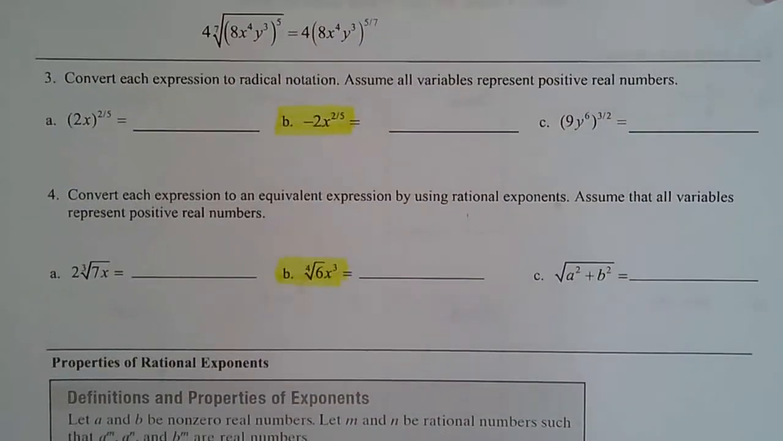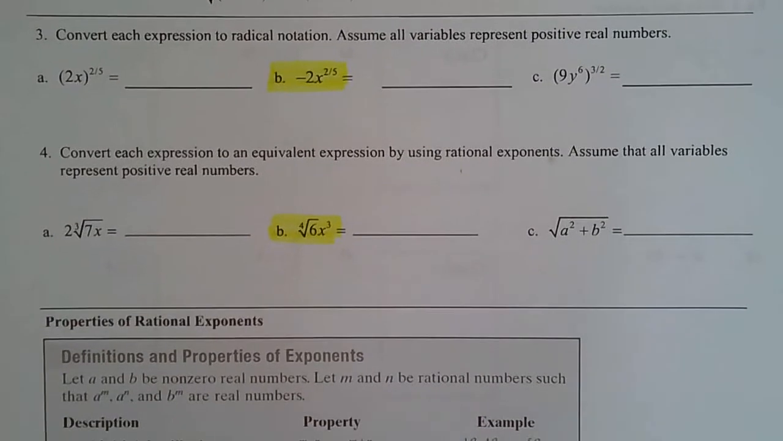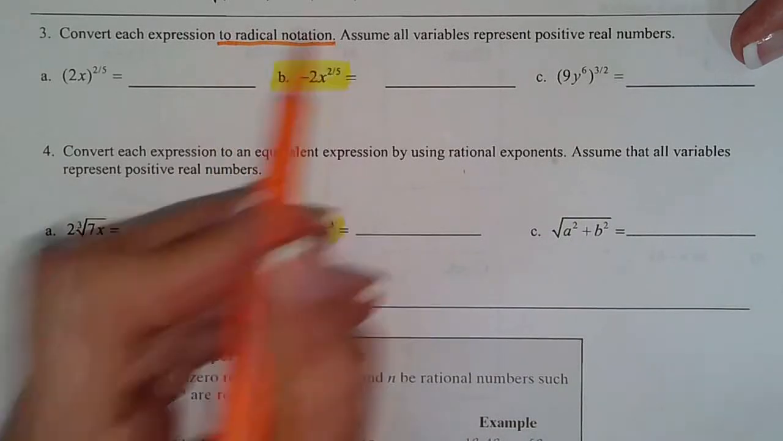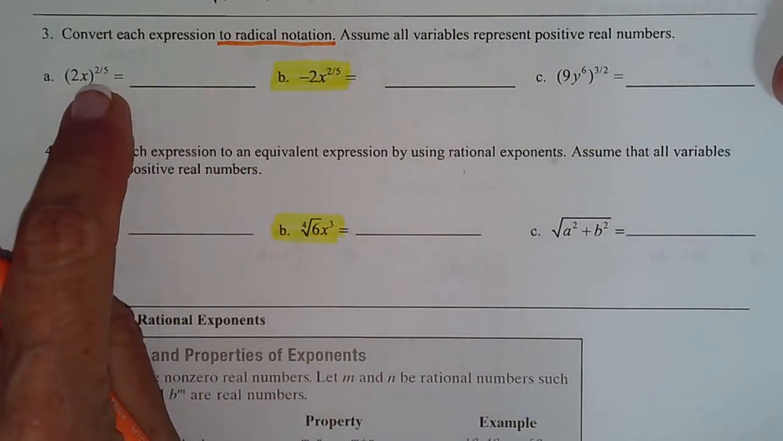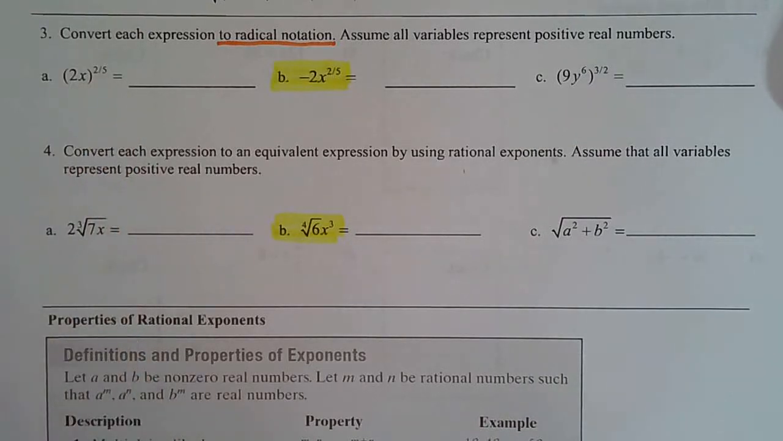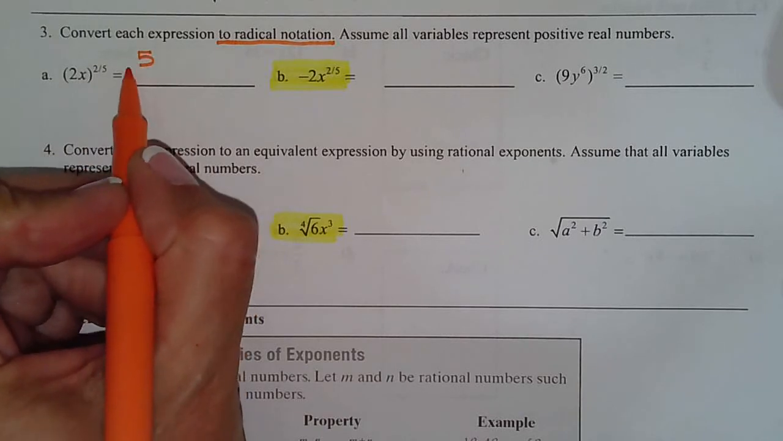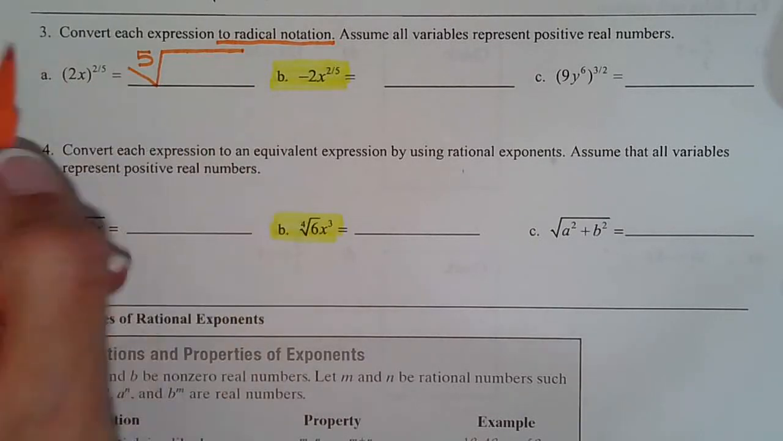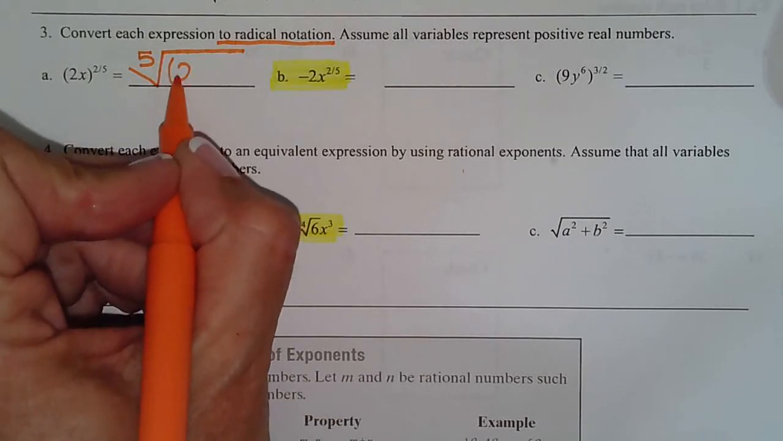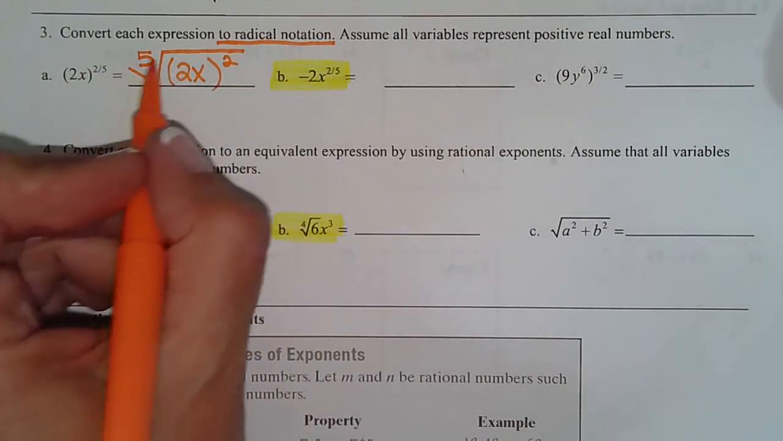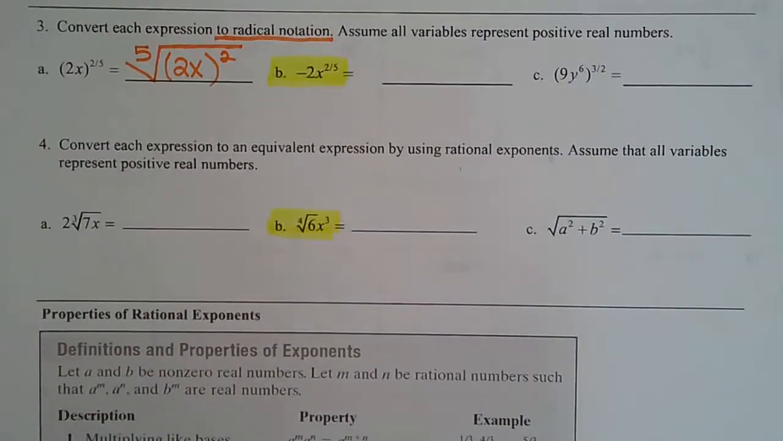So let's practice. So for number 3, convert to radical notation. So right now it's called rational exponents. They want us to change to a radical. So my index is going to be 5. And underneath 2x in parentheses. And whatever the power is, that goes here. So the numerator is the power, the denominator is the index. Not bad, right?